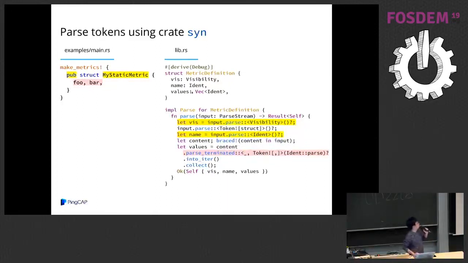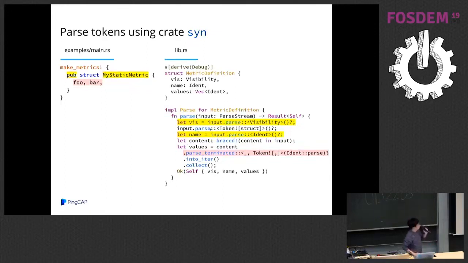And it also needs information about the name you provided, and also a list of identifiers. It's just a list of label values you will provide. So here it should be foo and bar. So this is the structure that we want to parse from these token strings. And then we will write the parser using the syn facilities.